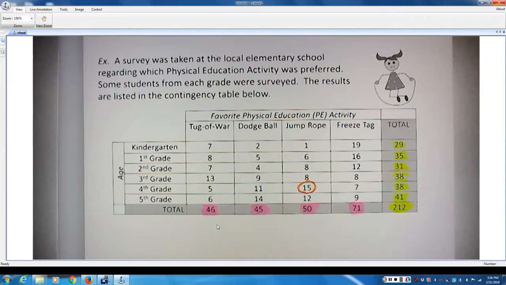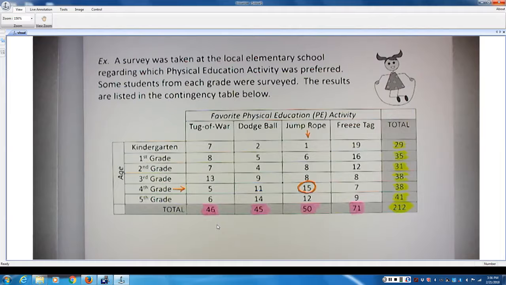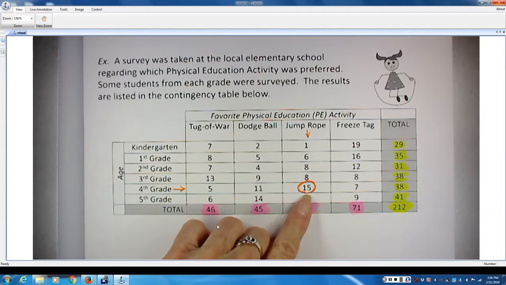Tell me about those 15 kids. What do you know about them? Okay, you know they're in the 4th grade. What else do you know? And like jumping rope. The reason you know that is because they're in the row that says they're in the 4th grade. But they're in the column that says they like to jump rope. So we would describe these kids as 4th graders that like to jump rope.